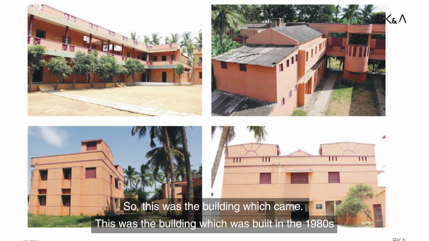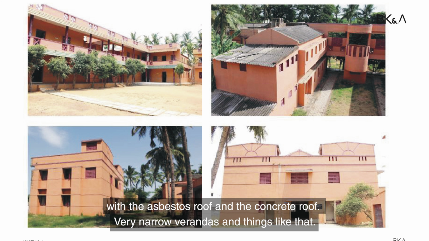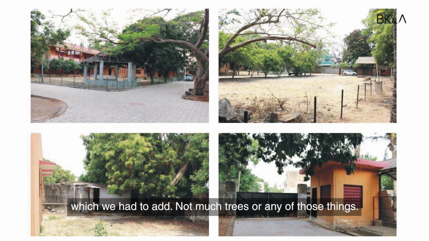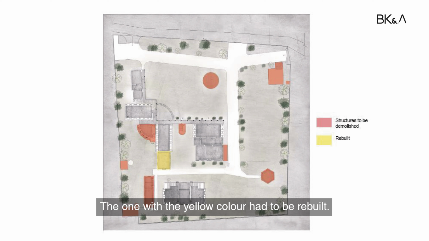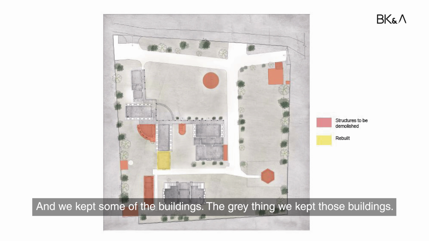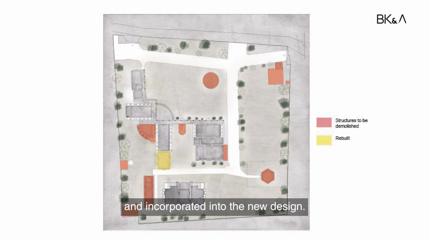So this was the building we started with. It was built in the 1980s with an asbestos roof and a concrete roof, very narrow verandas and things like that, and not many trees. If I show the floor plan, this is what has happened: we demolished some of the structures. The one shown in orange had to be demolished. The one in yellow had to be rebuilt, and we kept some of the buildings. The grey ones we kept and incorporated into the new design.